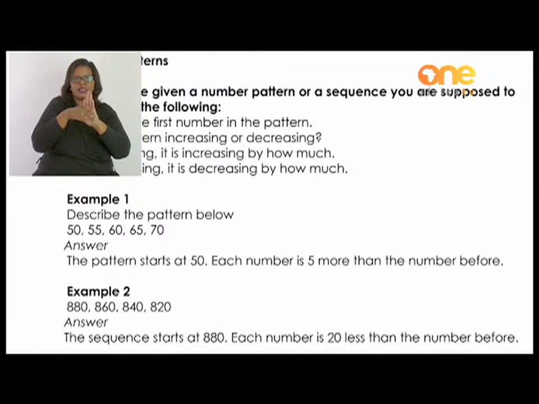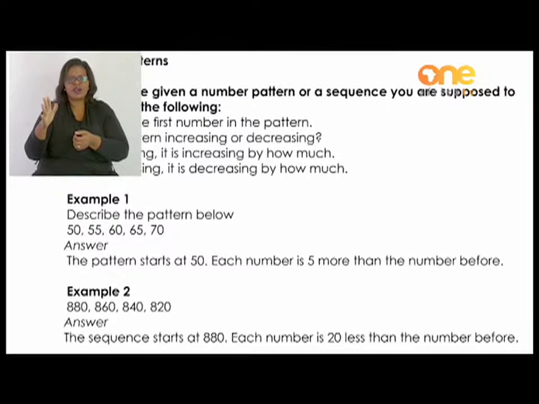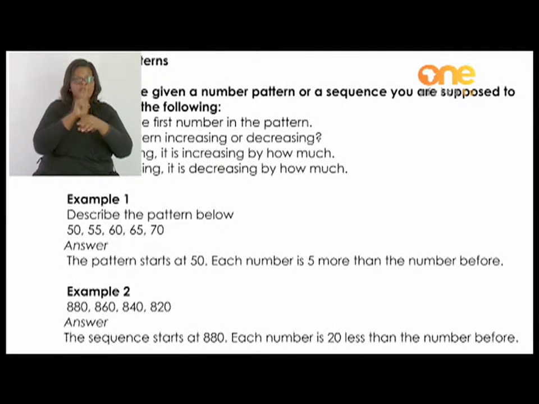Let us look at the first example. We are supposed to describe the pattern. That pattern is having 50, 55, 60, 65, and 70. The first thing is to identify the first term. So our pattern is starting at 50.